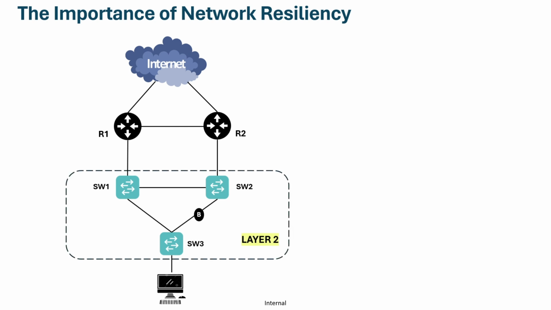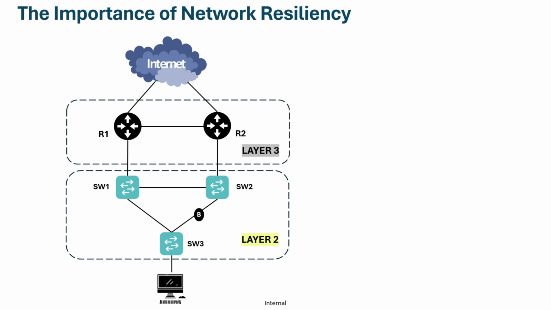At layer 2, resiliency is achieved by integrating multiple switches into the topology, ensuring redundant paths for data to travel. And at layer 3, resiliency is ensured by adding multiple routers or layer 3 paths to avoid a single point of failure. Let's use this topology to understand what happens when one of the devices fails.